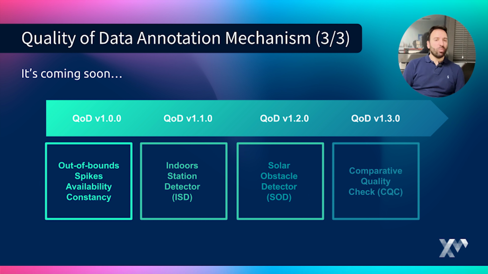While QD version 1.0 represents the current state of our quality assurance efforts, our journey towards ensuring data quality extends far beyond this version. This is only one of many stones to build the QD wall against faulty measurements and deployments. Our next step is called Indoor Station Detector, or ISD, and it will be the new feature of QD version 1.1. This feature will be able to distinguish between indoors and outdoors weather stations.